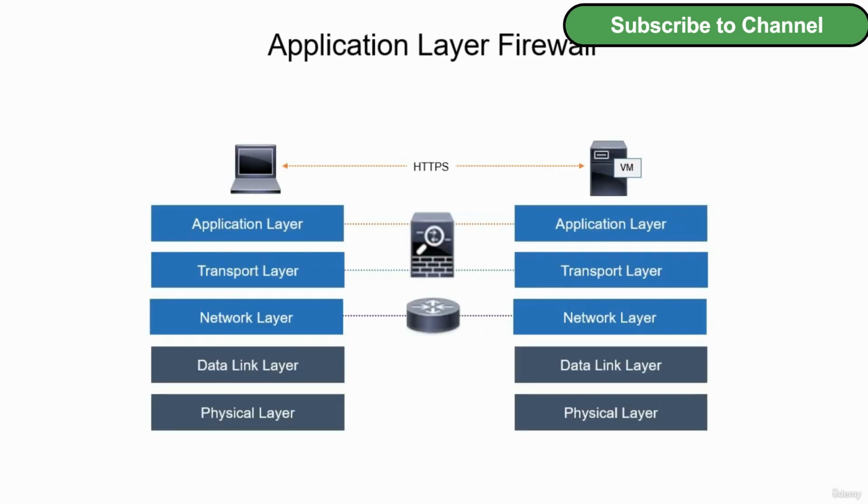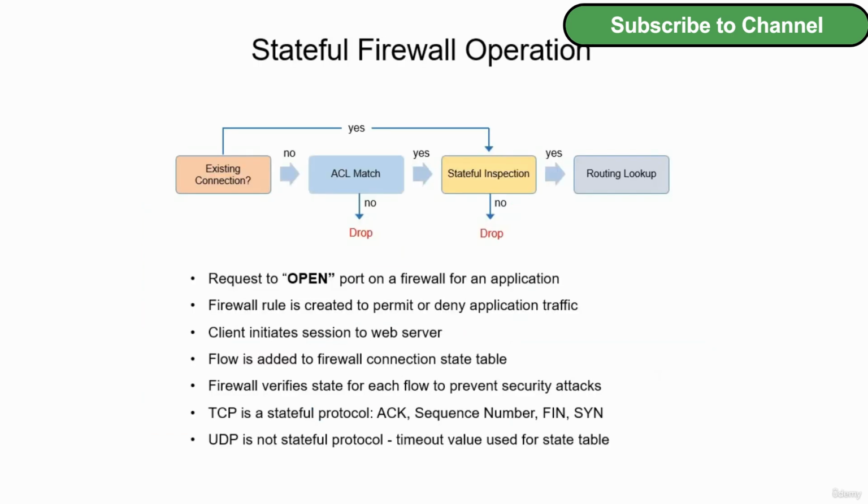Then the application layer firewall, this just shows a connection model here. So the network layer, and it also will straddle transport and application layer. So it just shows a firewall working at all those layers for an HTTPS session, for example. So that just shows the device connectivity. Stateful firewall operation starts with your request to open a port on the firewall for an application. So assume you've done that already. The firewall rule is created to permit or deny application traffic. So it's an access control list, essentially, in terms of the syntax itself.